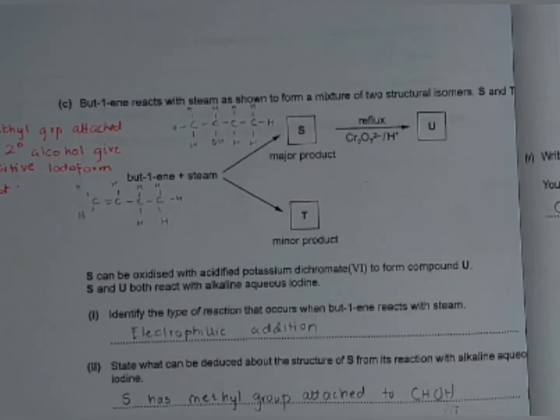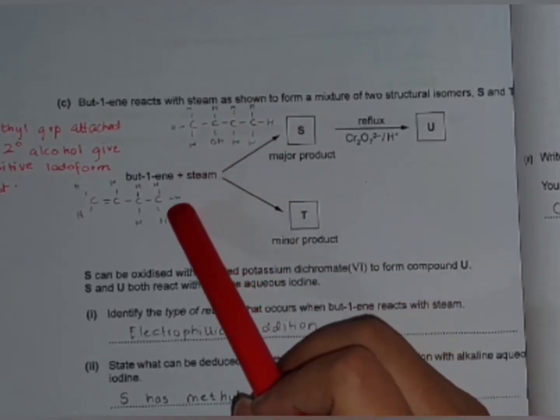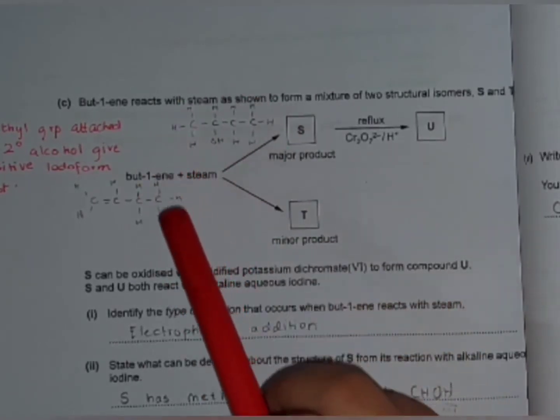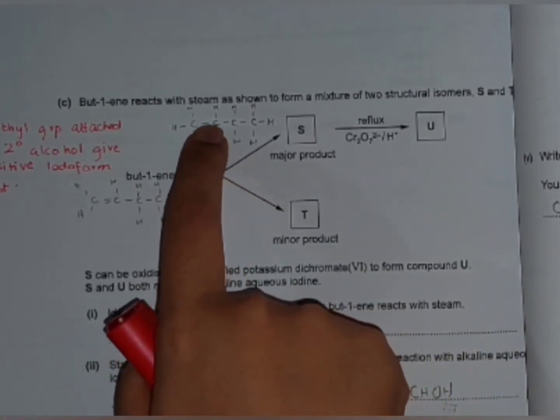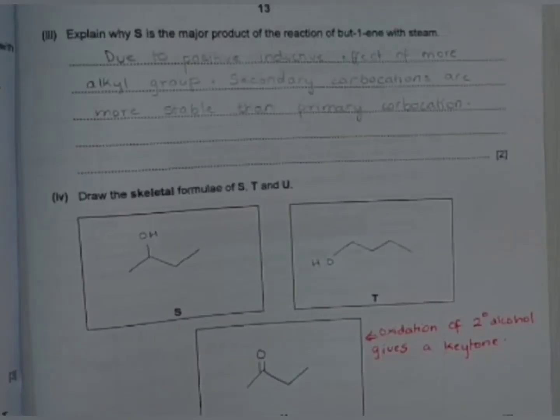A secondary alcohol is an alcohol in which the alcohol functional group is attached to a carbon, and that carbon is attached to 2 other carbons. I have drawn the structure of S here, though you don't need to draw it in because none of the questions is asking you to right now, but to make you understand, this is the alcohol functional group, it is attached to the carbon, and this carbon is attached to 2 other carbons, hence making it a secondary alcohol.